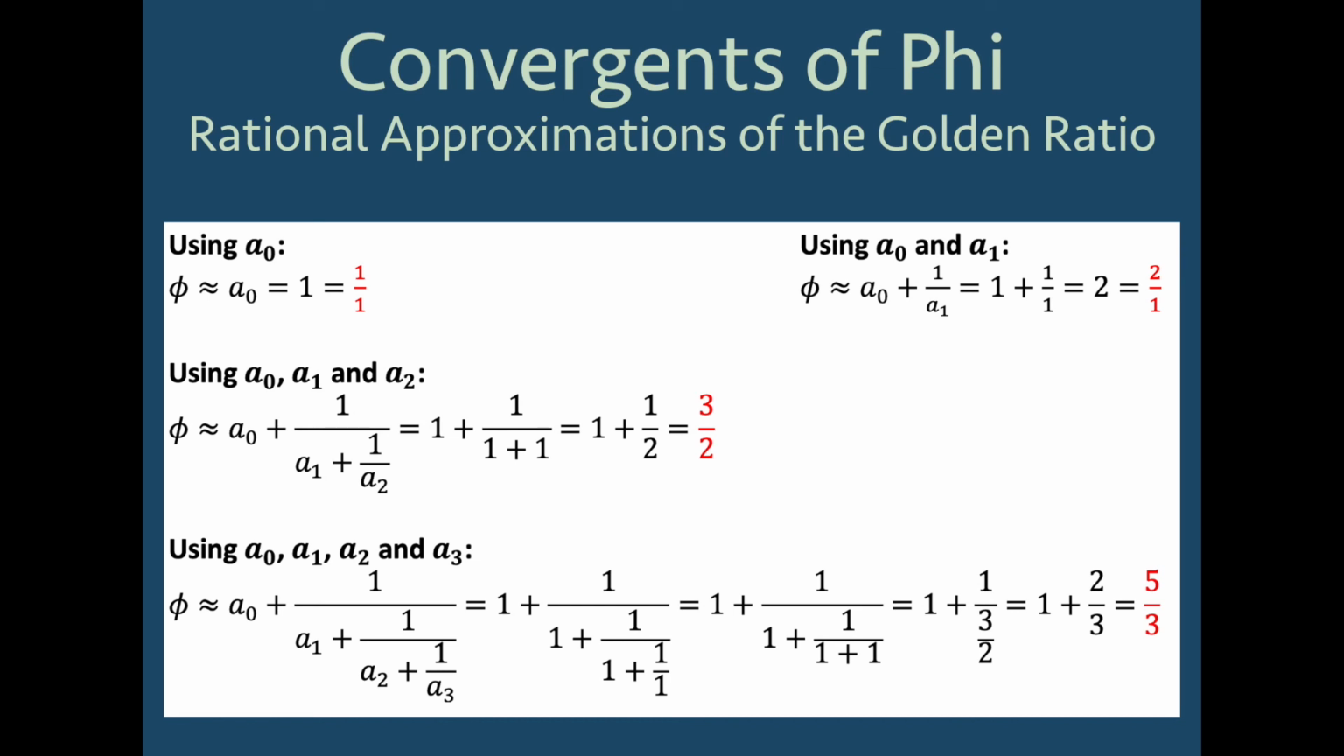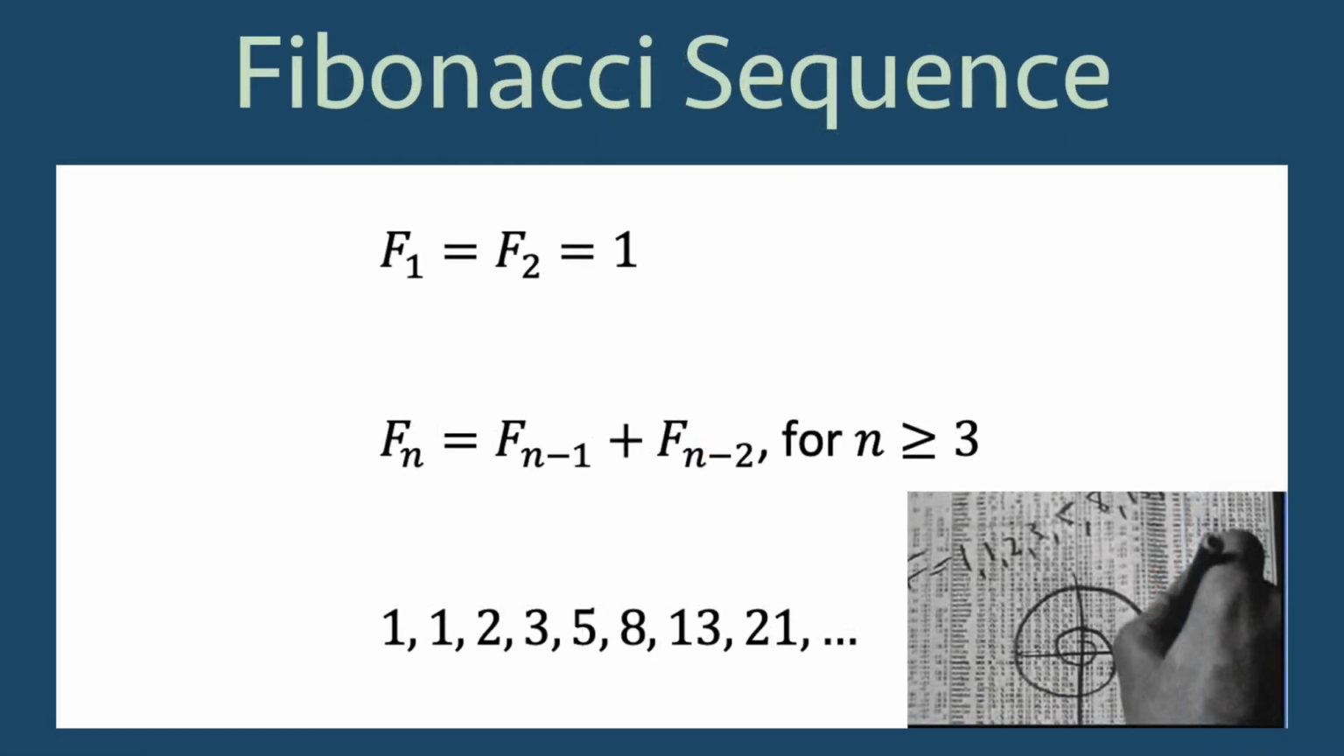So by now we are starting to notice a pattern with the sequence of convergents in their relation to the Fibonacci sequence. The Fibonacci sequence is a recursive sequence where each number is found by adding the two previous numbers to it. It is defined by f1 = f2 = 1 and fn = fn-1 + fn-2 for n greater than or equal to 3.